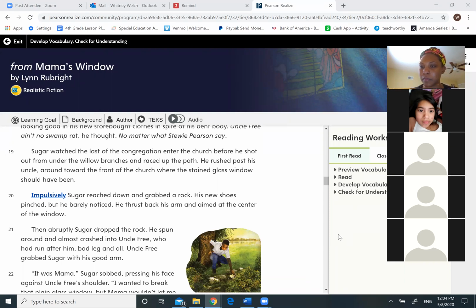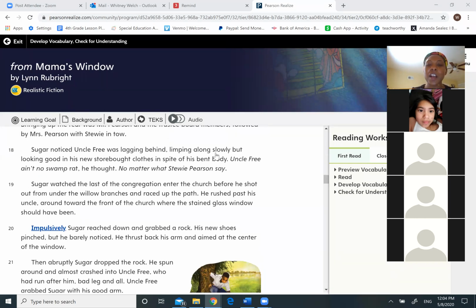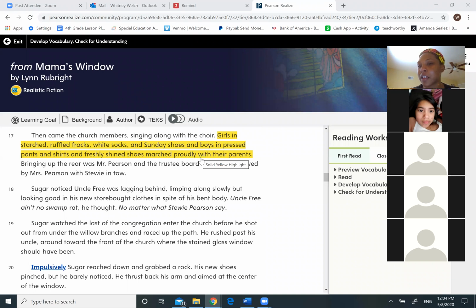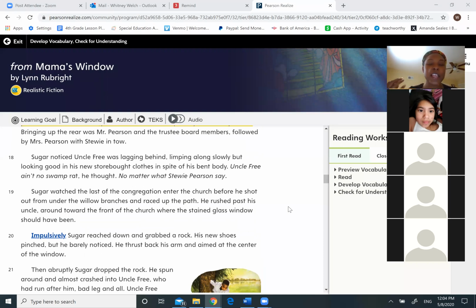Because he broke someone's window? Well, he didn't break it yet. He wanted to break it. Remember, he is thinking of his mother. He could be thinking of his mother. Notice how earlier in the paragraph, they talked about how all the girls and boys were marching proudly into the church with their parents, right? And here Sugar's going to the church and he does not have his mother there. So he could be having a feeling of being jealous. He could feel very sad and upset because all these kids are going into the ceremony with their parents and he does not have his mom there with him, okay?